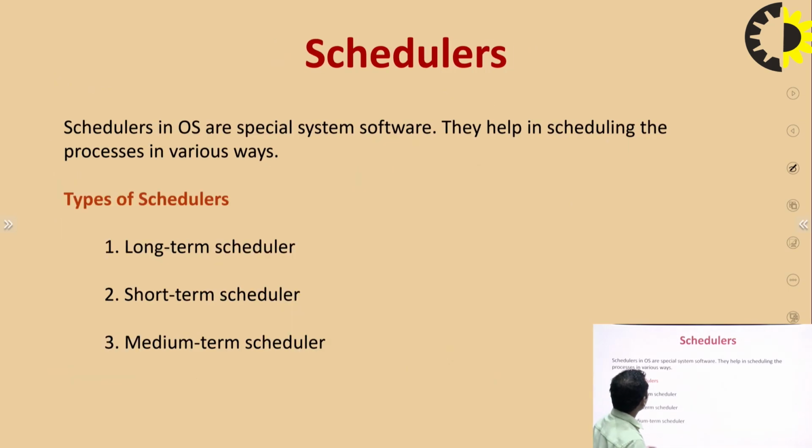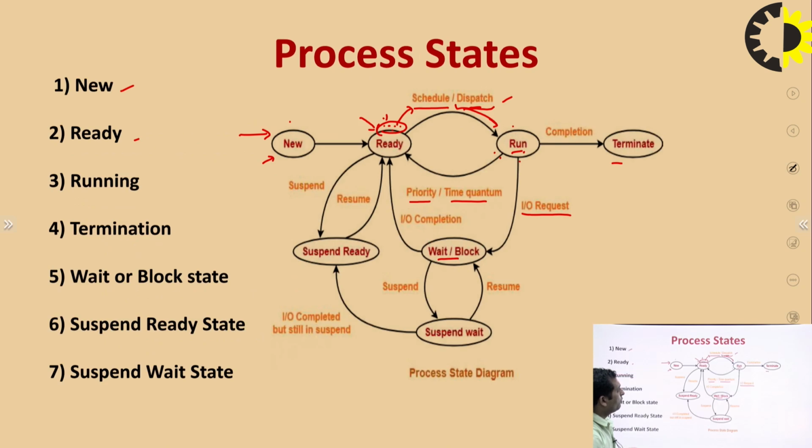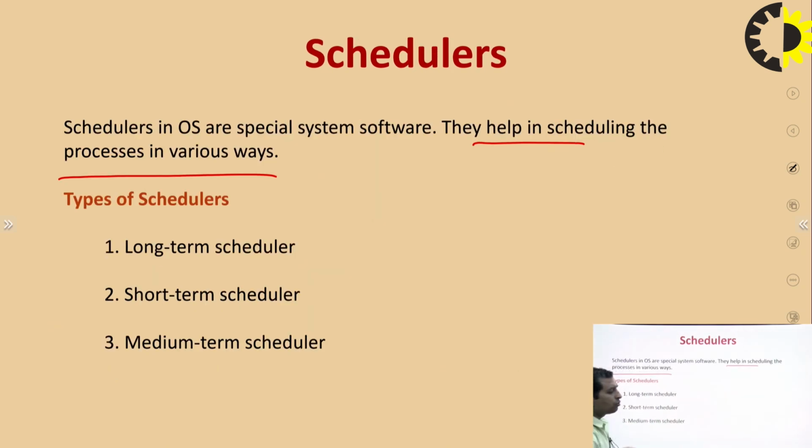So there are 7 different states of a particular process. Now, schedulers. There are different schedulers, mainly the long term scheduler, short term scheduler and medium term scheduler. What does a scheduler do? It helps schedule the process in various ways. We have seen there is a scheduler; it chooses the process for running. So: long term scheduler, short term scheduler and medium term scheduler.